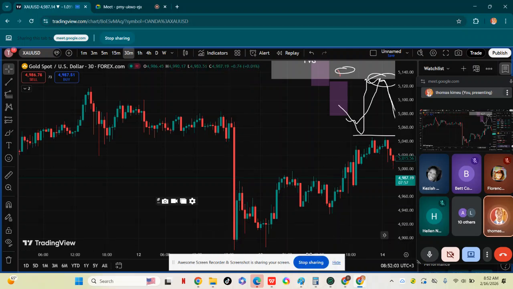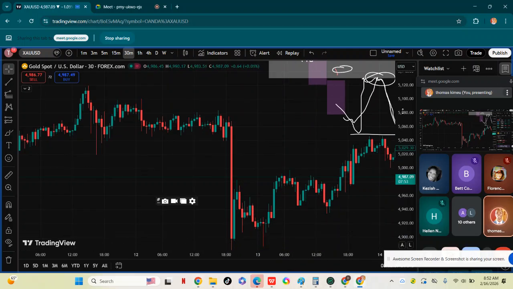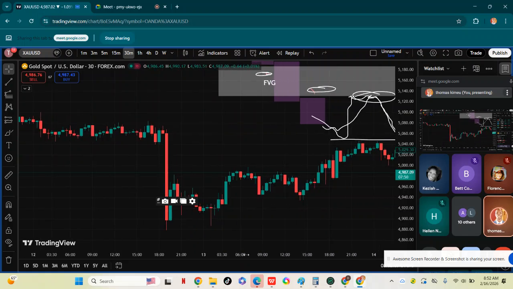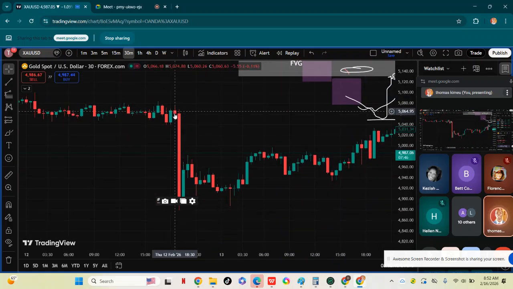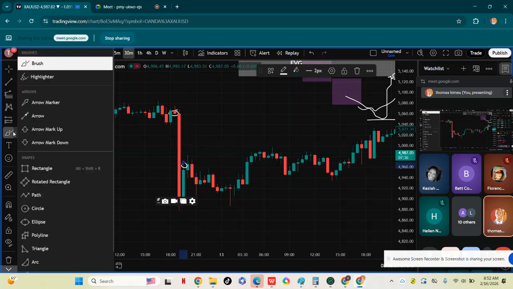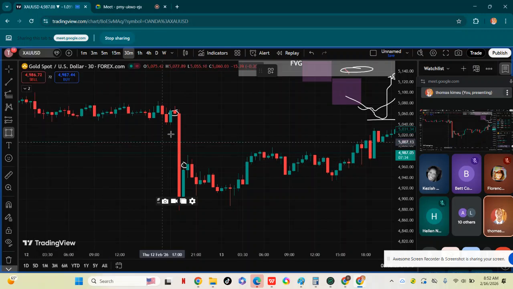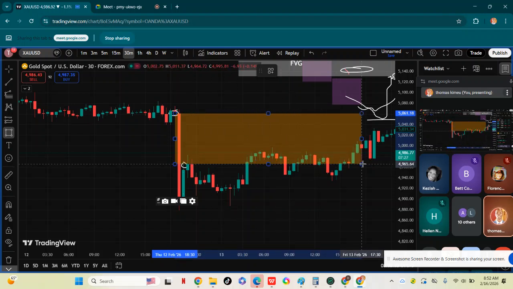A big example is this one here. So it doesn't matter the color of that candle. It doesn't matter if the candle is red or the candle is green. For instance, you can see this candle here, this red one, and this green one, they did not interlock. This one here and this one here. So what happened? They created a fair value gap from here all the way here. So this entire zone is a fair value gap.